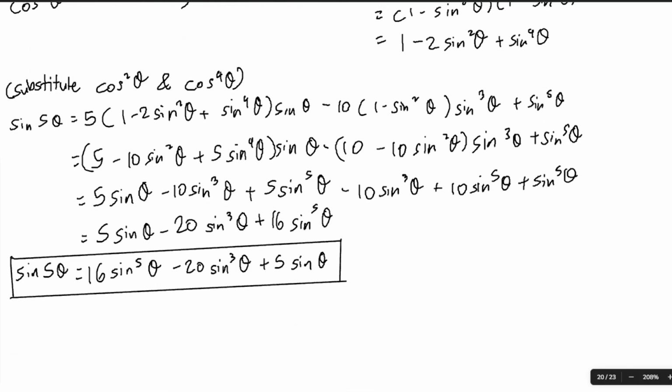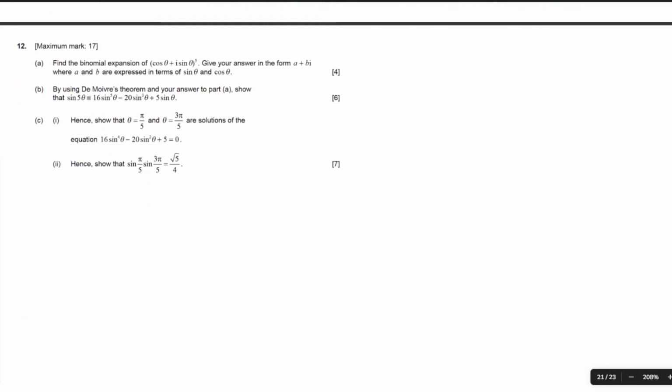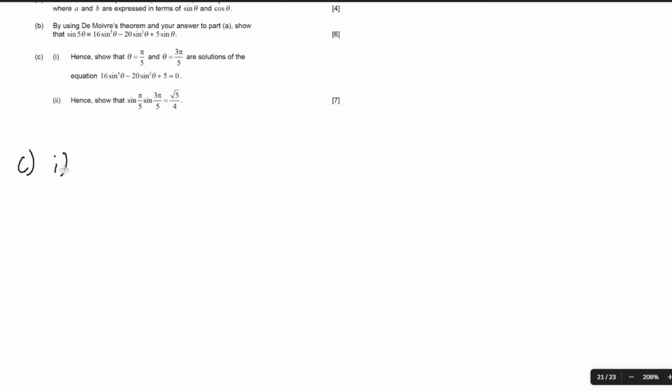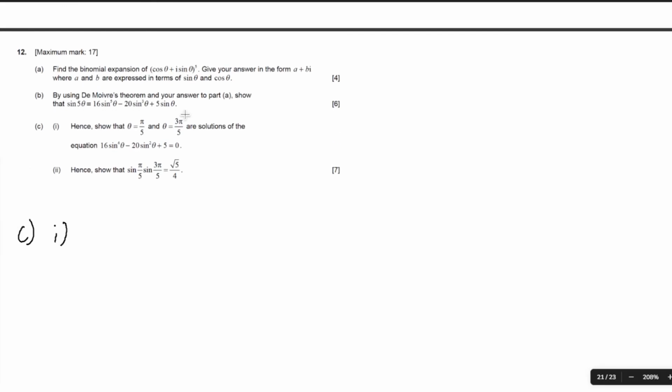And for C(i), we need to show that theta equals pi over 5 and theta equals 3 pi over 5 are solutions of 16 sine power 4 theta minus 20 sine squared theta plus 5 is equal to 0. Okay, so from here, we can actually get this from our previous equation.